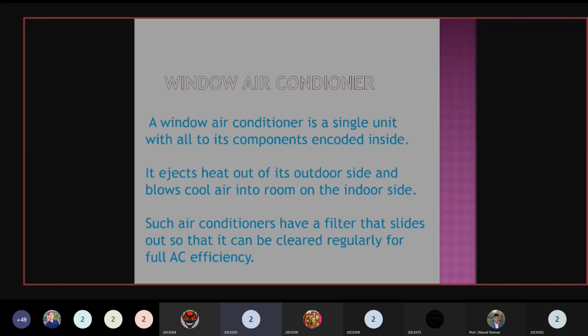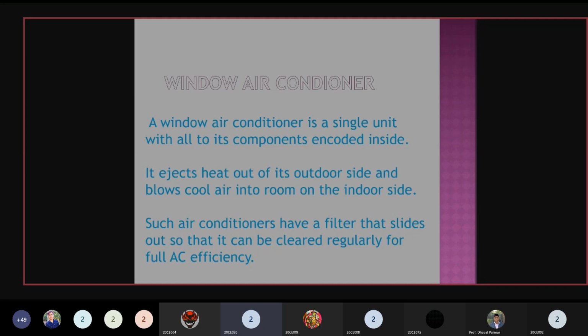Second is window air conditioner. A window air conditioner is a single unit with all of its components enclosed inside. It ejects heat out of its outdoor side and blows cool air into room on the indoor side. Such air conditioners have a filter that slides out so that it can be cleaned regularly for full AC efficiency.